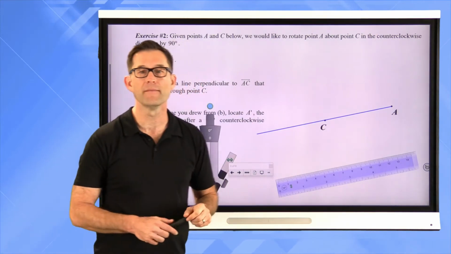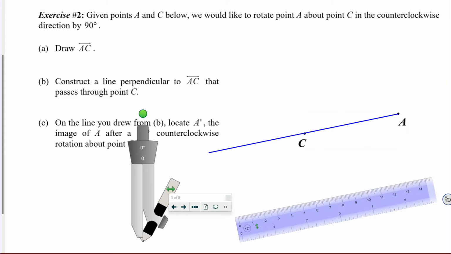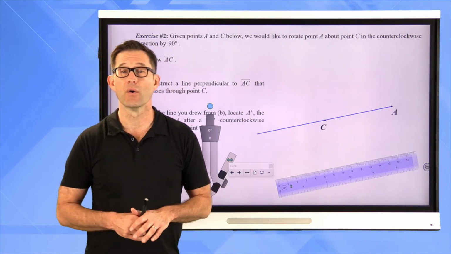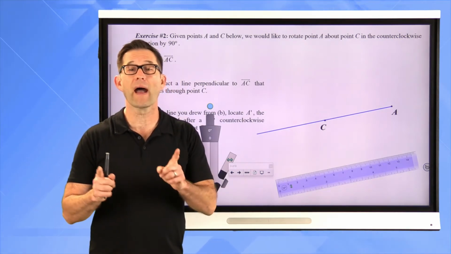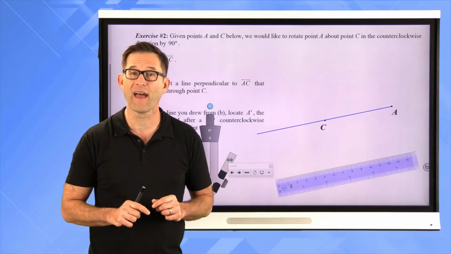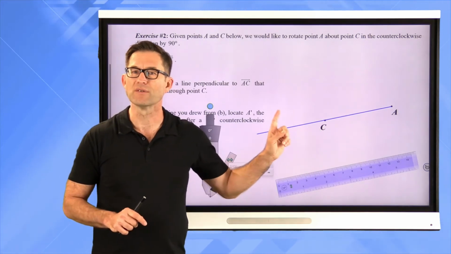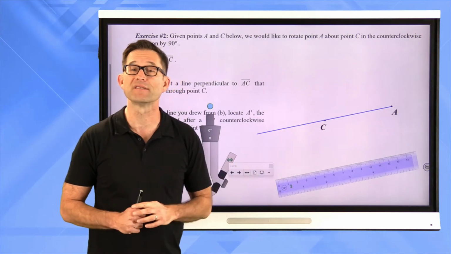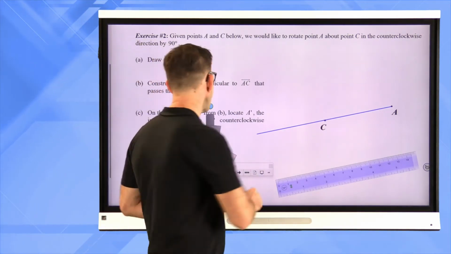Let's take a look at B. Construct a line perpendicular to line AC that passes through point C. All right, so we did this construction a few lessons ago, right? And it was part of our lesson on how to bisect an angle. Because what I'm really doing now is bisecting the 180-degree angle that is centered at C. Let's remember how to do that.